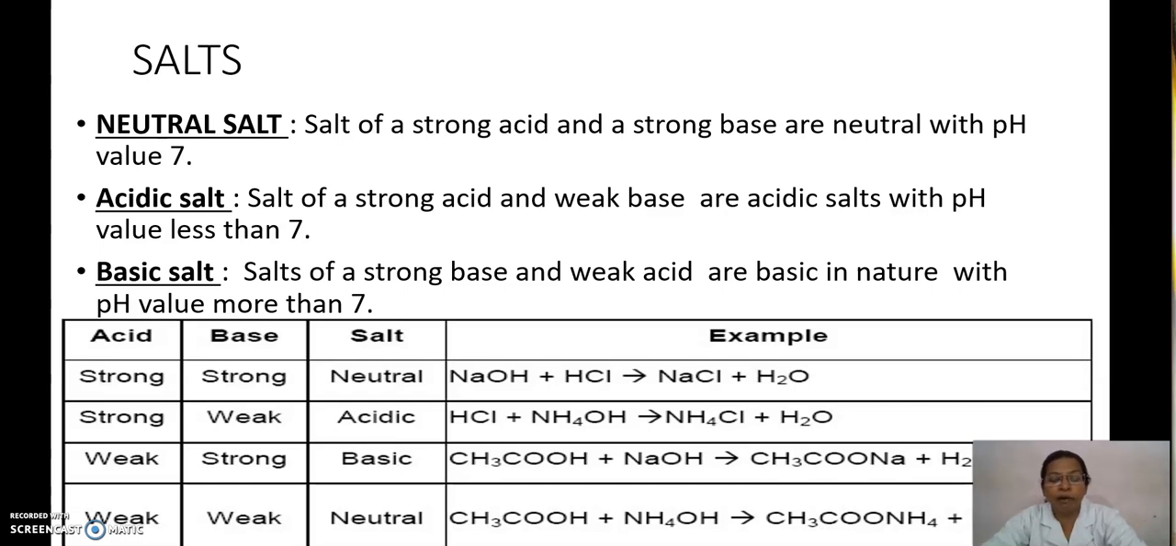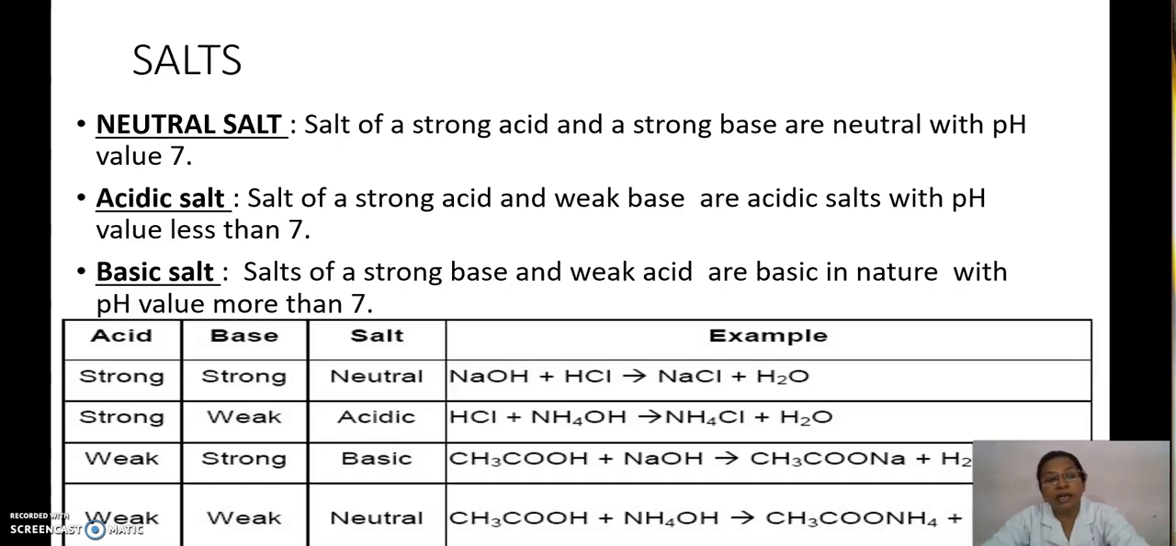Then one example for an acidic salt. Hydrochloric acid is a strong acid, and ammonium hydroxide, NH4OH, is a weak base. So both are combining, and the acid is stronger than the base. So the formed ammonium chloride is an acidic salt.